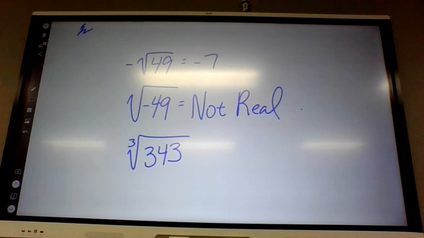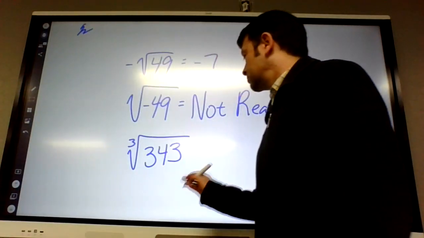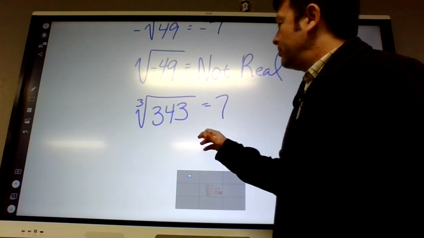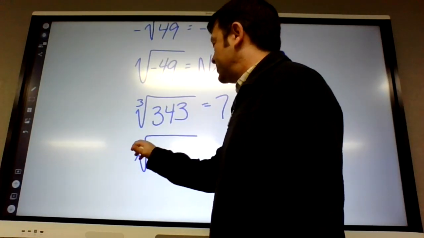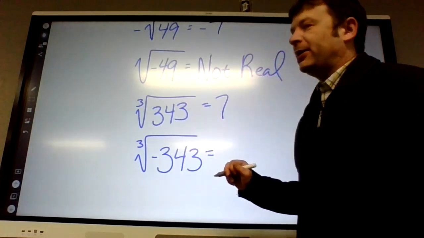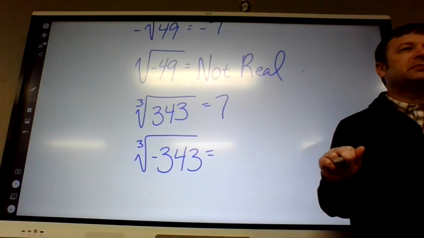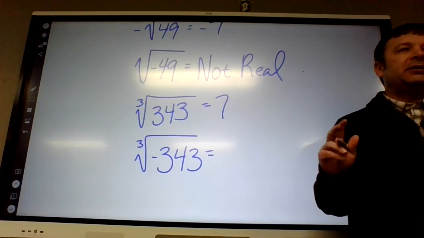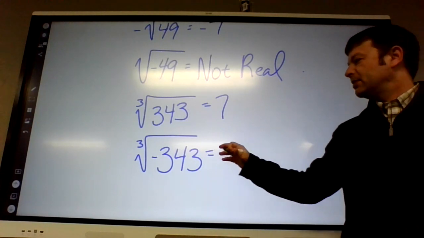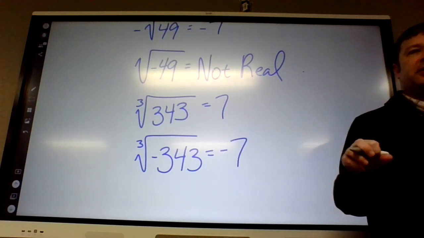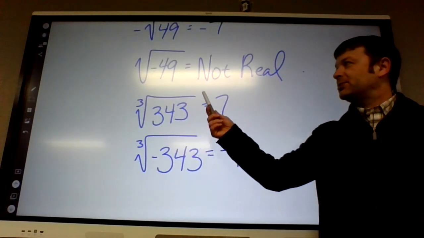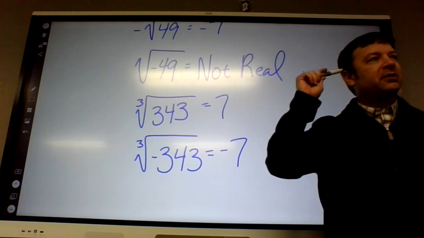Okay, did everybody get 7? Number 7: if there's a negative in that square root, will it always be not real? Well, good question. What if we put cube root of negative 343? What do you think would happen? Why don't you plug it in the calculator? You should get negative 7. Why does cube root of a negative work, but square root didn't?